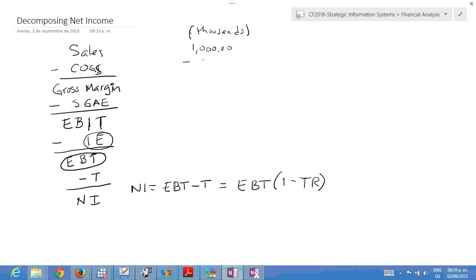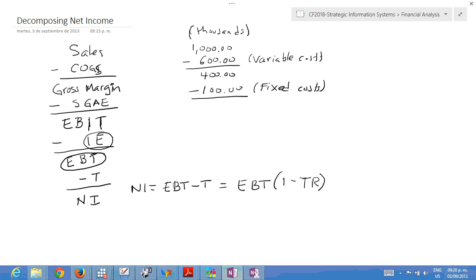Imagine you have cost of goods sold of 600,000. Then you have 400,000. Now you subtract selling and general administrative expenses. Assume that you are very efficient and you only have 100,000 in fixed cost. These are variable costs, remember, and these are fixed costs. Now your EBIT is going to be 300,000 pesos.